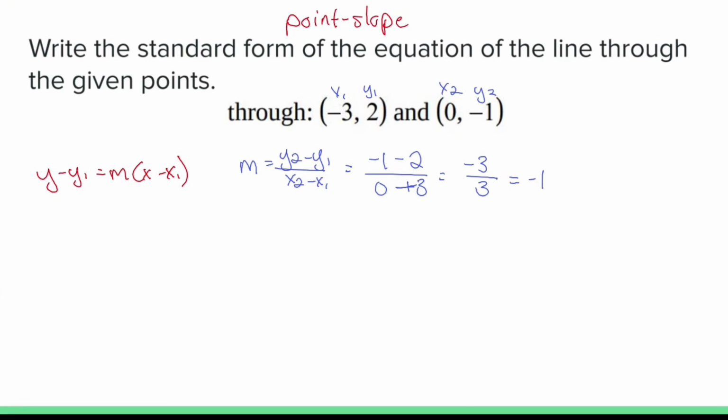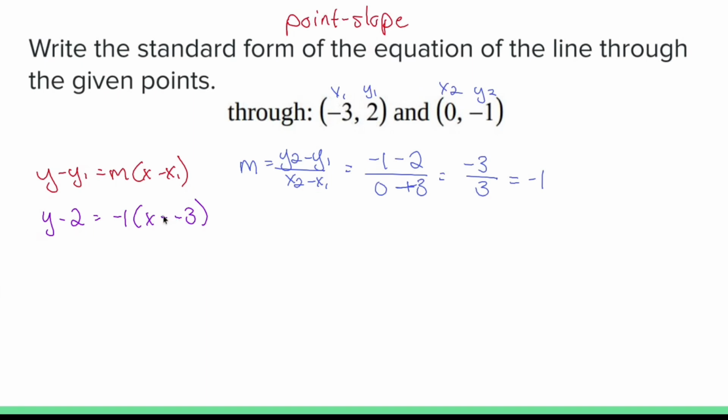So now I could start putting this together. Okay, my slope is -1. I already labeled x sub 1, y sub 1, so let's keep it. So I have y minus y sub 1, which I labeled 2, equals m, which is -1, times the quantity x minus negative 3.